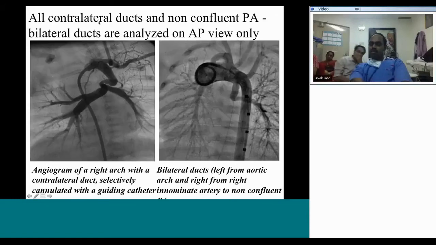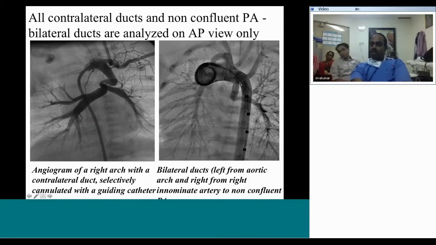Contralateral ducts, any of the contralateral ducts or non-confluent pulmonary arteries should be shown by anteroposterior projection. So this is a right aortic arch, left innominate artery, left-sided PDA from the innominate artery going into the right and left pulmonary artery. So this is in an AP projection.